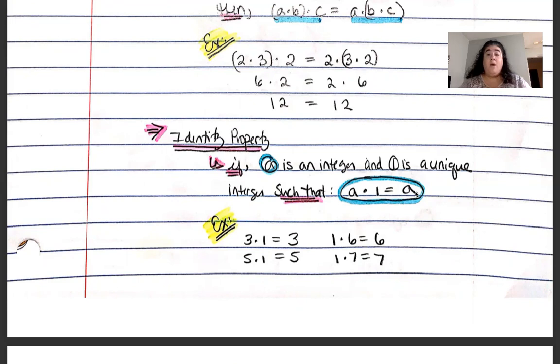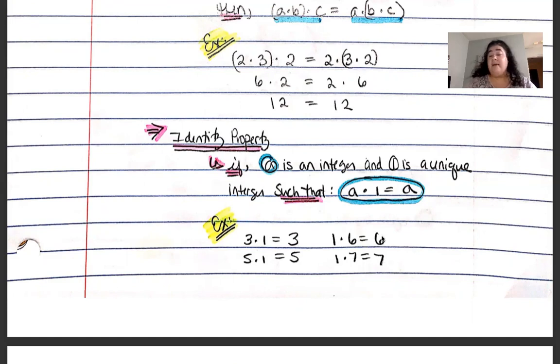When you multiply 1 by any whole number or integer, then your product will remain the same as when you started. As you can clearly see here in these very simple examples that make it very clear, 3 times 1 is still 3. 5 times 1, still 5. 1 times 6, still 6. 1 times 7, still 7.